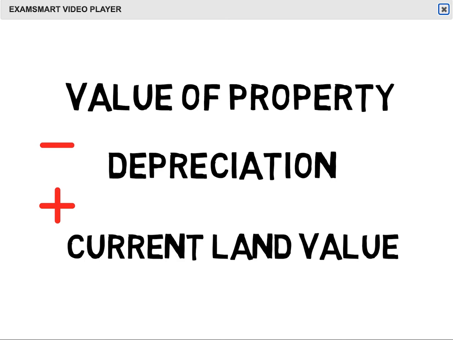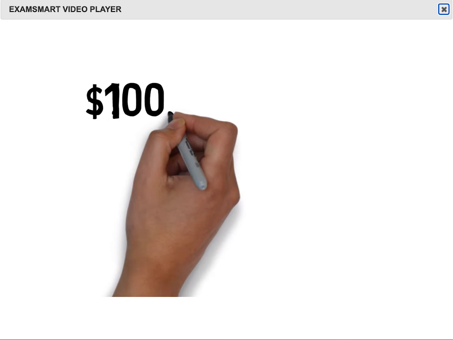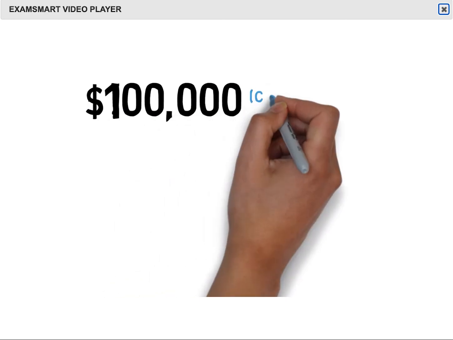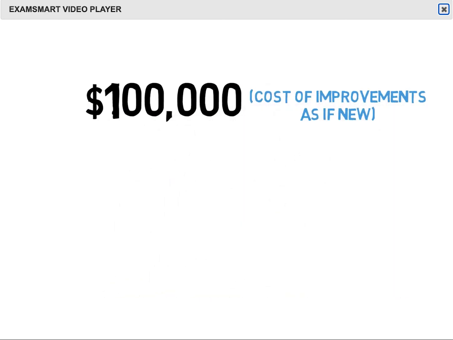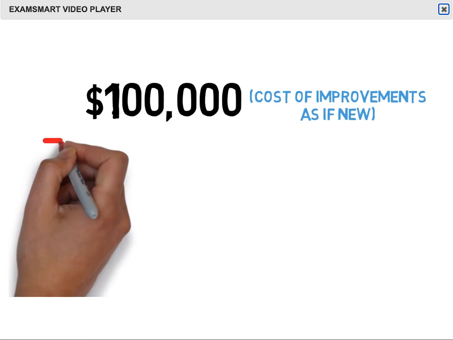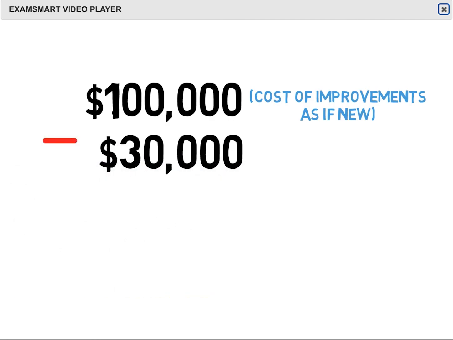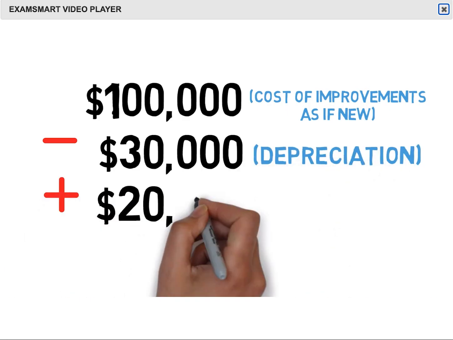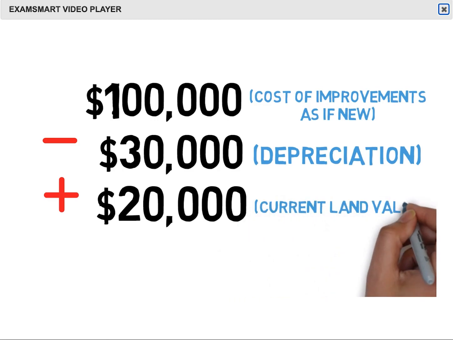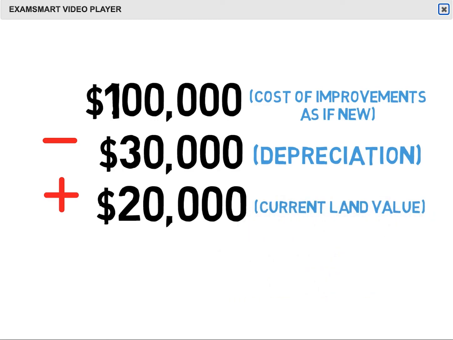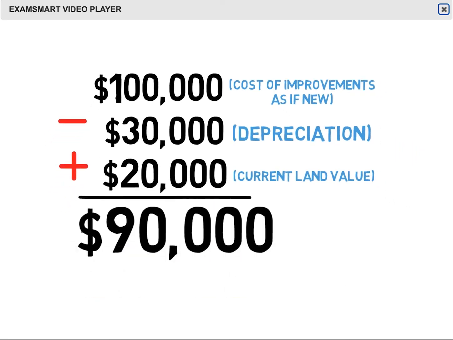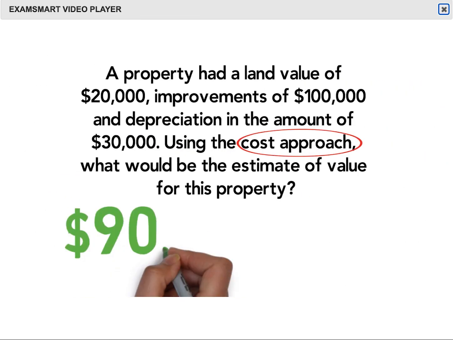So in this problem, here's what we would do. We would take the $100,000, the cost of the improvements as if new, then in step 2 subtract out $30,000 for the depreciation, and then step 3 add in the current land value of $20,000. So $100,000 minus $30,000 plus $20,000 would give us a depreciated estimate of value for the property of $90,000. Our answer would be $90,000.